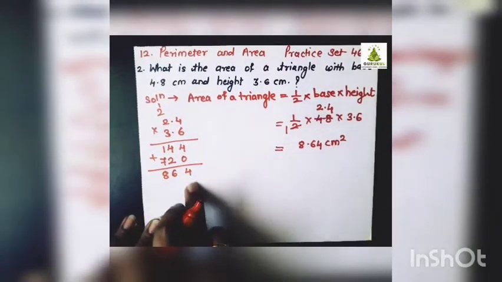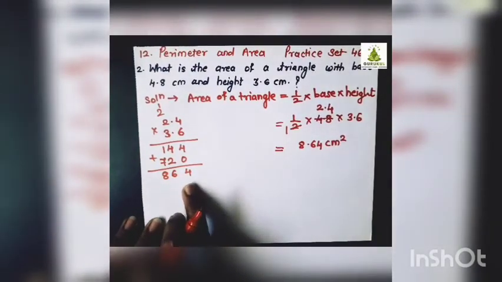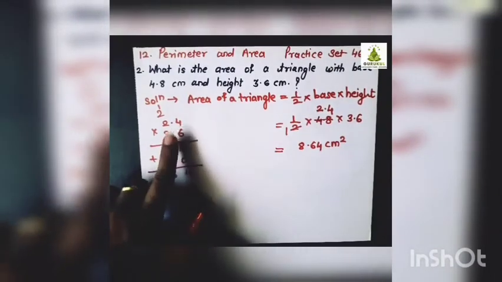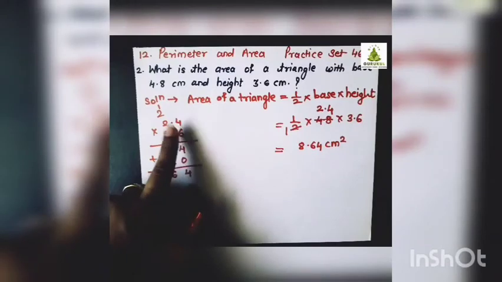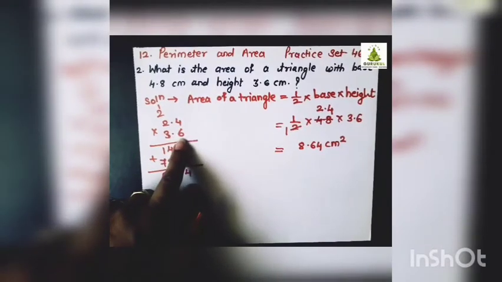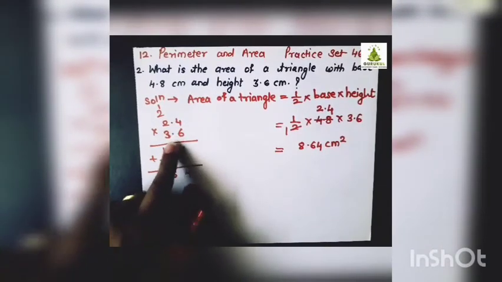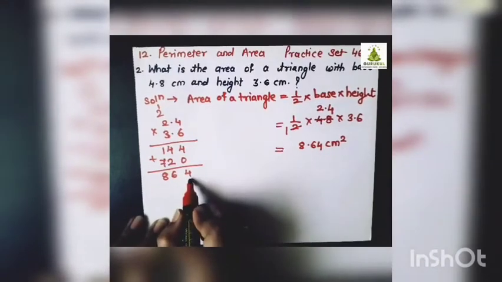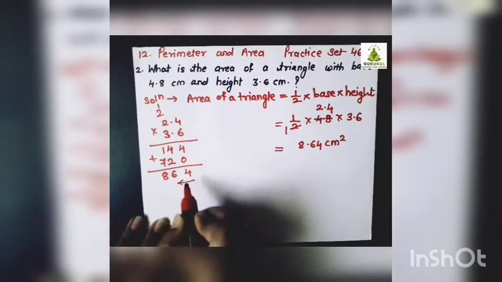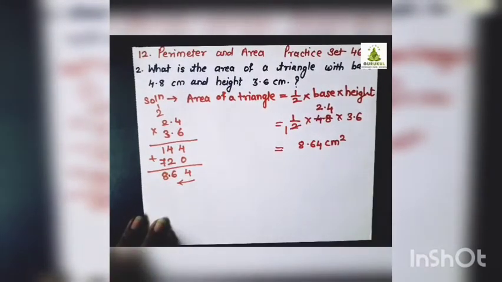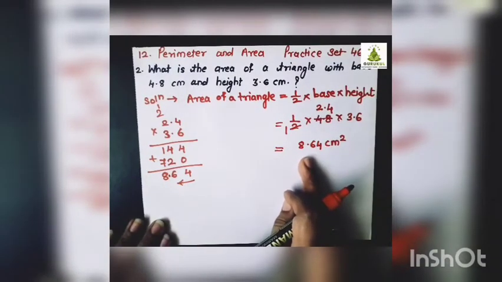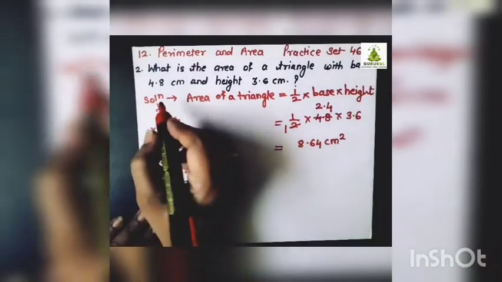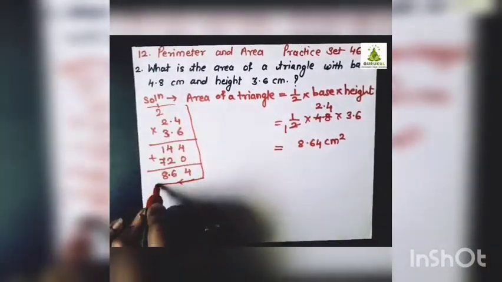Okay, now what answer we got? 864. Now how many digits you have to count in both the numbers? Here decimal point after one digit, here after one. So 1 and 1, 2. So after 2 digits, starting from the left-hand side, you have to put the decimal point. So final answer what we have to write here? 8.64 centimeter square. This is the rough work.